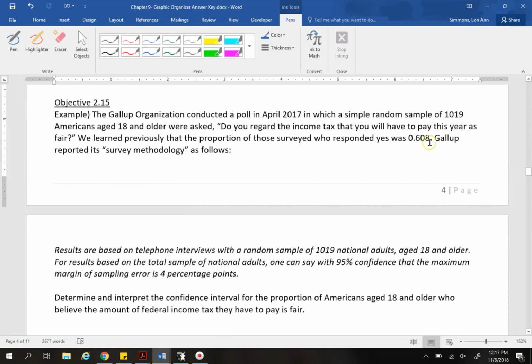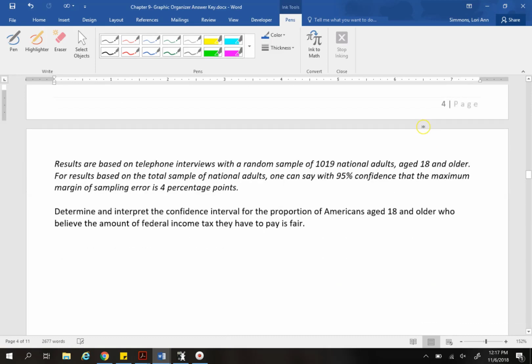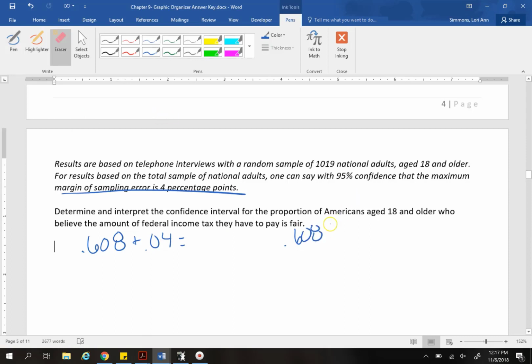So if you recall, we have 0.608. If we want to create an interval, and we have the margin of error is 4%, we can add 4% to get the high end and then subtract the 4% to get the low end. So 0.648, 0.568.